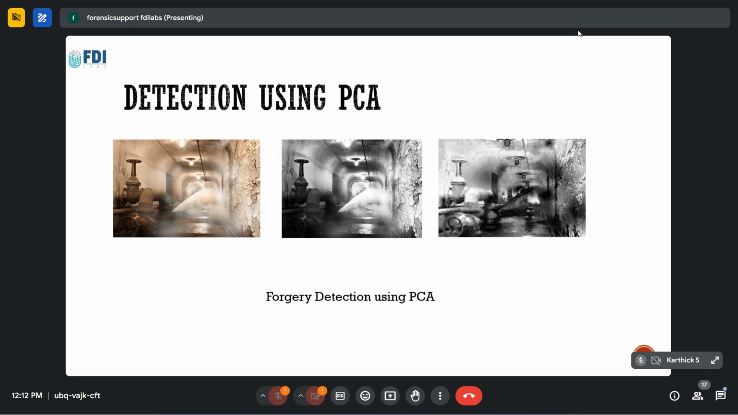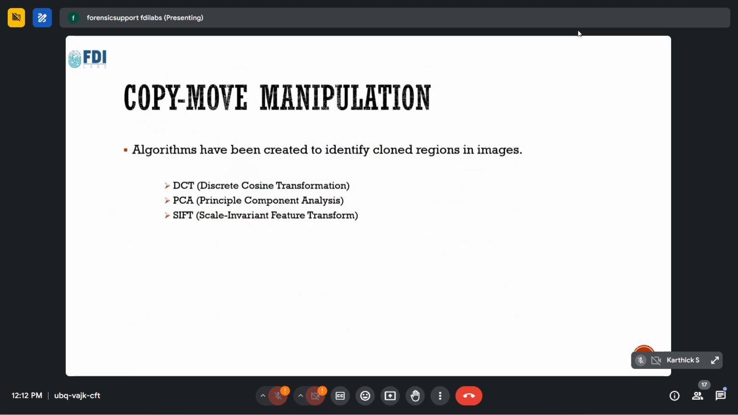So this also explains a very good property to express in a small number of pixels in each block, and PCA also gives a very good result of the analysis part, particularly when we compare with the DCT method or the SIFT method.